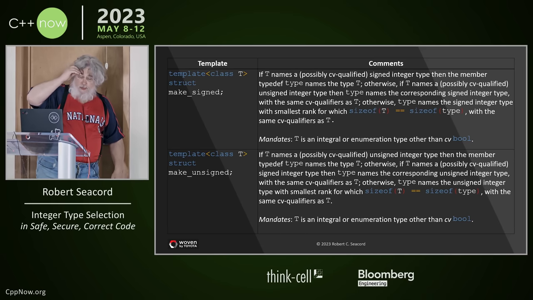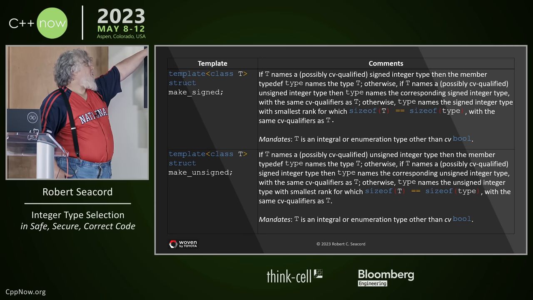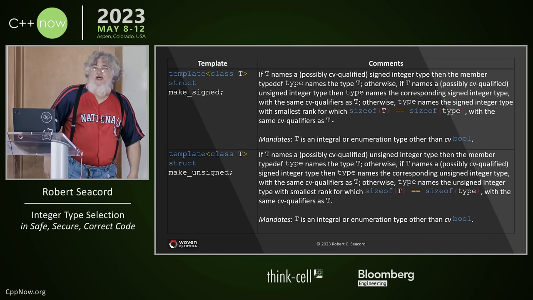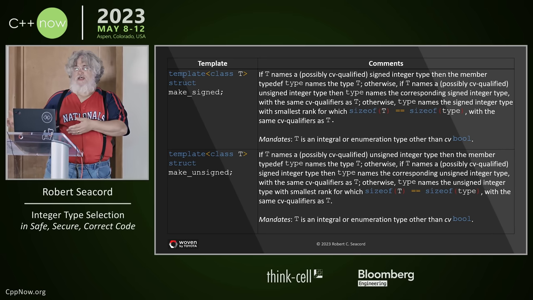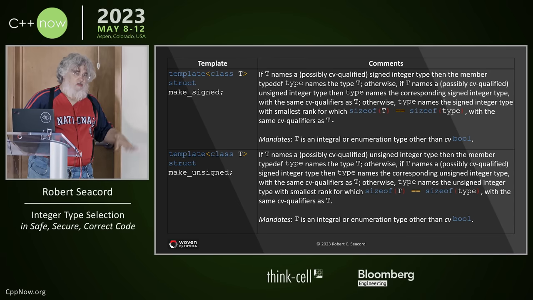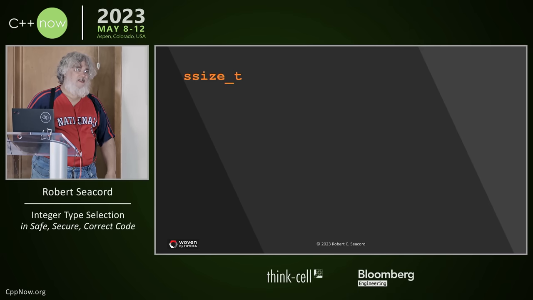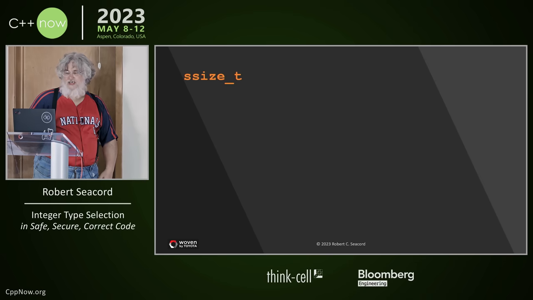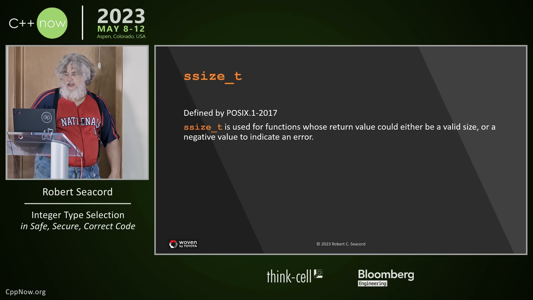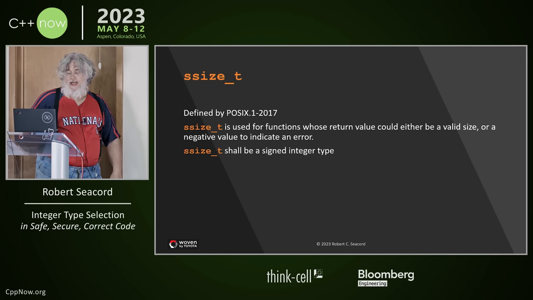Okay, so this slide here, I just wanted to highlight the fact that C++ has a make_signed and a make_unsigned. The idea here is you can take any type that's signed and create an unsigned version of it, or any unsigned type and make a signed version of it. So that's the only reason this is here. That sort of suggests the existence of ssize_t, which is a signed size type. Now, ssize_t is defined by POSIX, and it's used for functions whose return value could either be a valid size or a negative value to indicate an error, right? So it has to be a signed type.